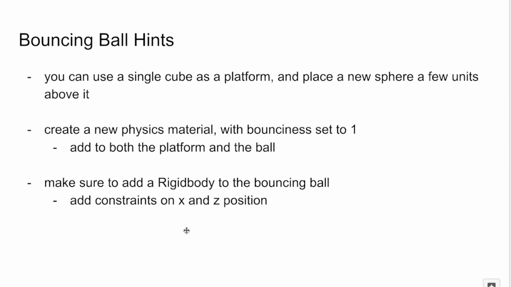So the hints are, we can use a single cube as a platform and then place a new sphere a few units above it. We can create a new physics material with bounciness set to 1, and then we need to add that to both the platform and the ball. We need to make sure to add a rigid body to the bouncing ball, and we should add constraints on the X and the Z position so it doesn't fall off the platform.